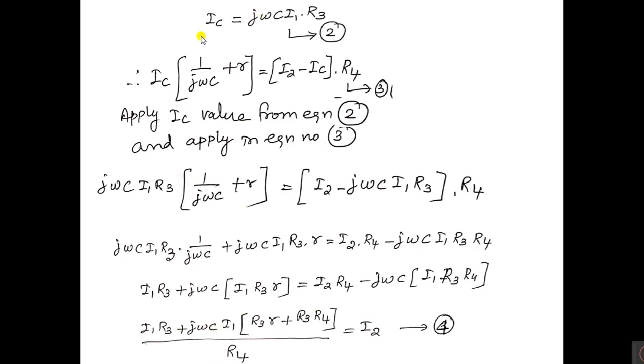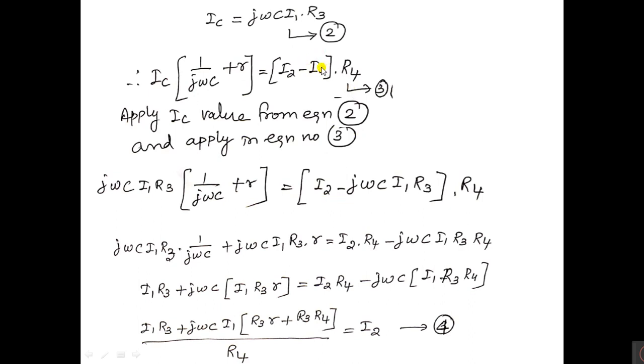Now this is equation number 2 we already discussed. This is the equation number 3. Now I am going to apply this IC current equation in this equation number 3 in this place. If I replace here, I can get j omega c I1 R3 multiplied by 1 by j omega c plus R equal to I2 minus I.